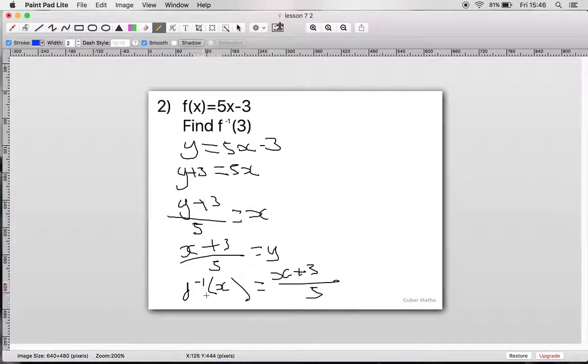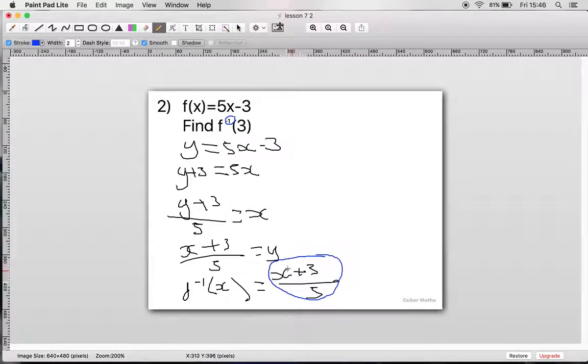Now, we've got our inverse function of x, which is this equation here, and it wants us to find the inverse function of 3. Just like in the last video where we had f of a number and substituted that number into x, we're going to do exactly the same here, because we've already got rid of the inverse bit by finding the inverse function of it.